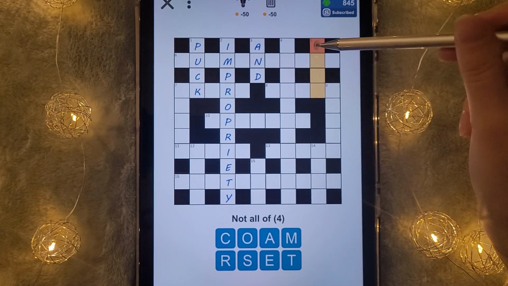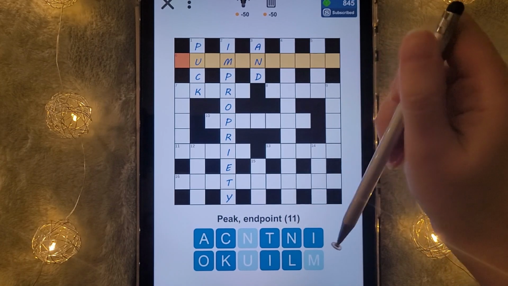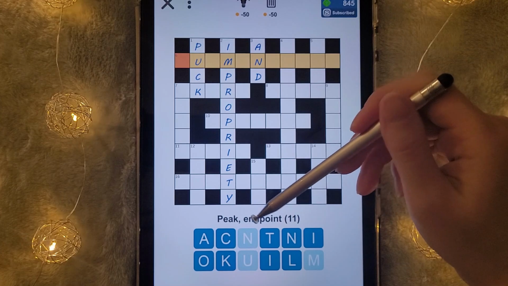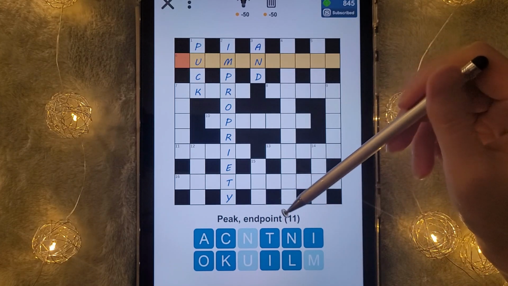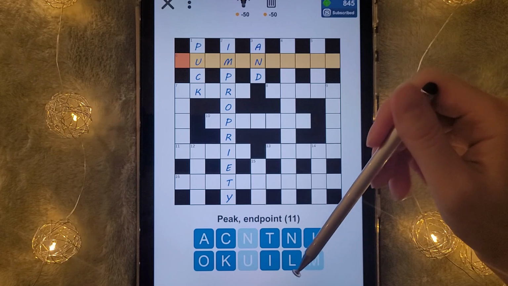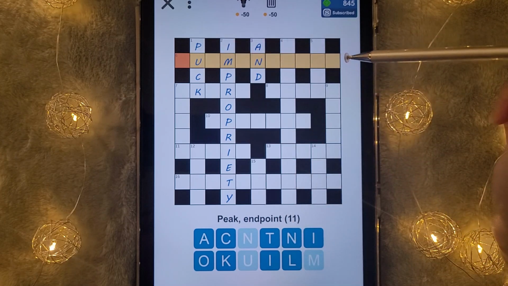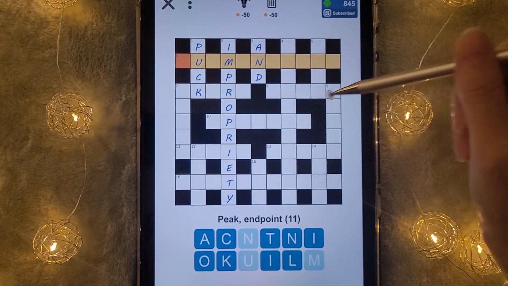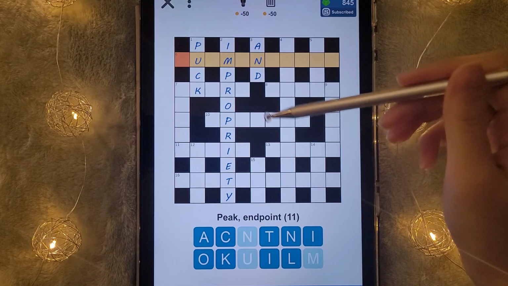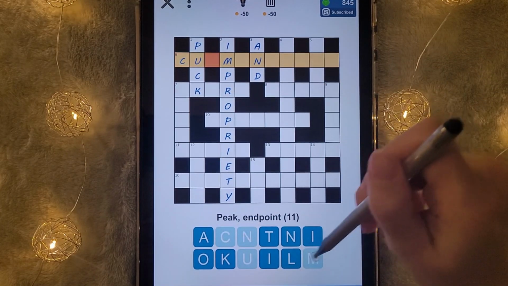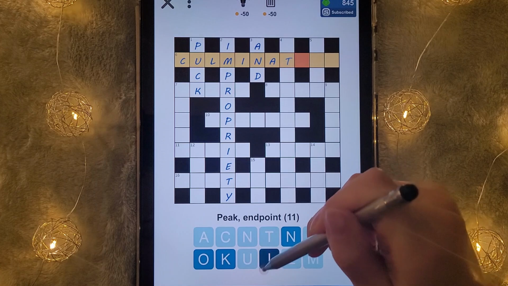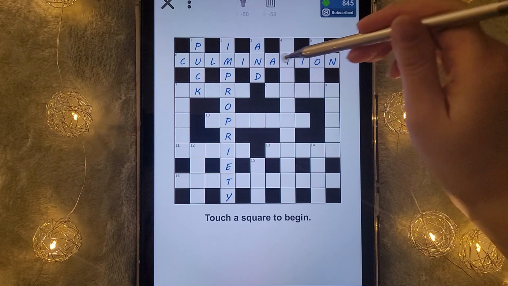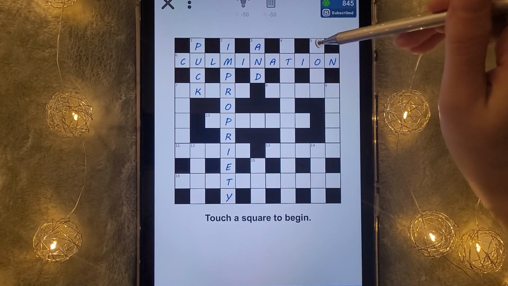Let's go ahead and move on to 6, going this way. This is the peak or end point. Let's see. And this one is just one word. Lots of long words in this one. And that is 11 letters. Oh, I think maybe culmination. Okay, there we go. And now we have filled in some letters for these. Let's see if that helps us out at all.